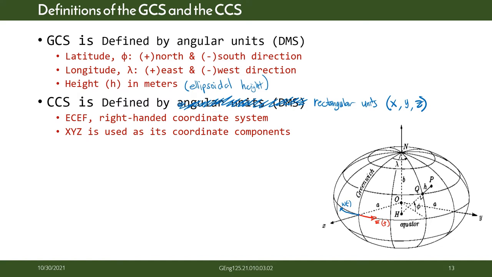In a basic Cartesian plane, x and y provide position with respect to our reference or origin. For this one, we added a third variable, which is the z, which is used as its coordinate components. So the difference between the two: if I told you we have coordinates where x is 1,500,000, y is equal to 3,000,000, then z is 5,000,000.